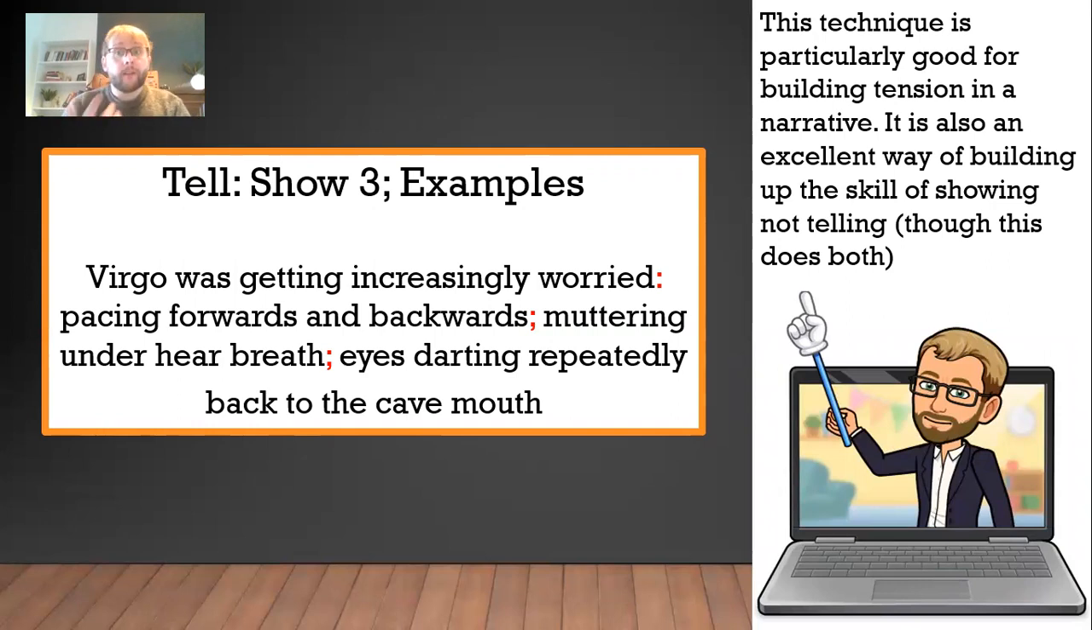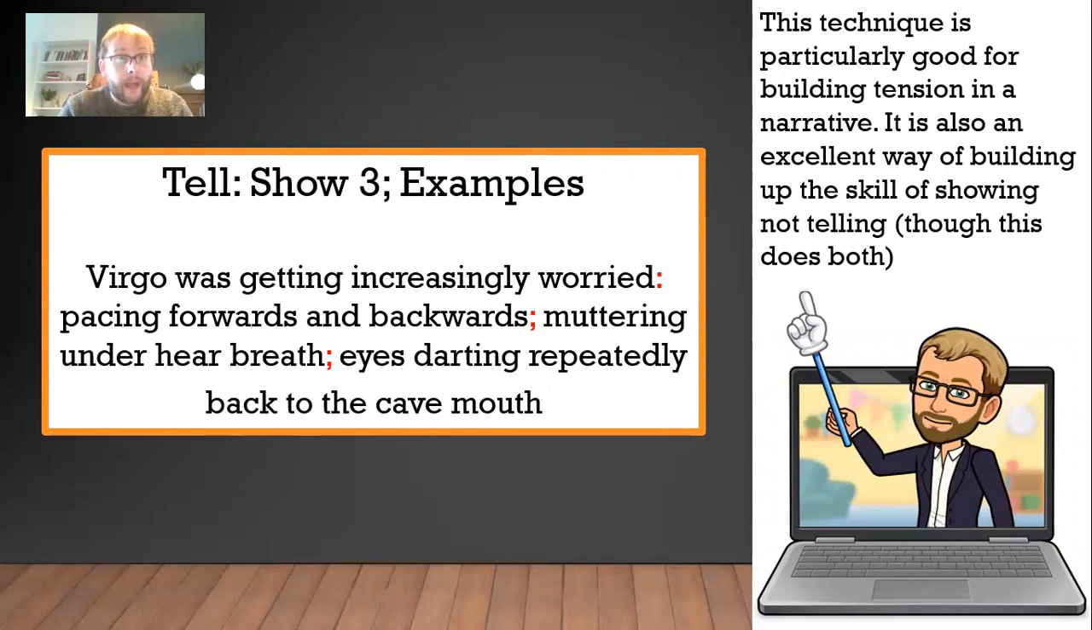It's also good if you're trying to use that show not tell technique, although obviously it does tell as well, but it's a good practice to get in that idea of showing. And what you do is you tell me how a character is feeling. For example, here, Virgo was getting increasingly worried. You then put a full colon, not a semicolon, a full colon. After that, you then give 3 examples that prove that Virgo is feeling increasingly worried. So that prove whatever you've just told your reader. So Virgo was getting increasingly worried, I'm telling you. Pacing forwards and backwards, muttering under her breath, eyes darting repeatedly back to the cave mouth.